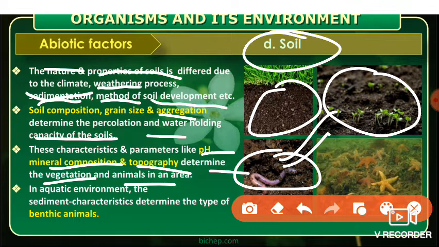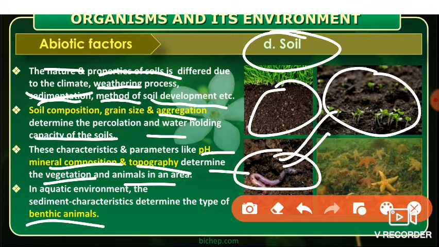Then, in an aquatic environment, the sediment characteristics determine the type of benthic animals. Benthic means at what level, what depth, the organisms are present. In an aquatic environment, the sediment characteristics determine the type of animals. Benthic and lentic regions, we are going to differentiate that.